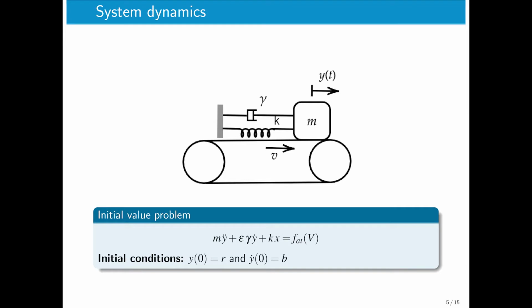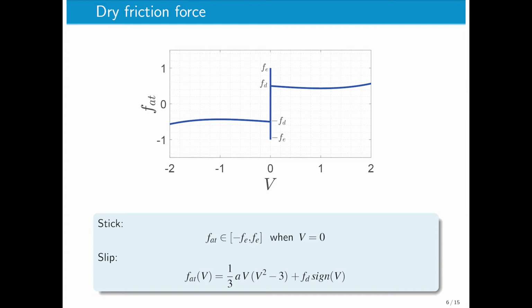The system considered is composed of a spring, a damper, and a mass that moves over a belt with constant velocity v, as shown in the figure. There is a direct friction between the mass and the belt, and the equations that govern the dynamic system are shown in the box, where m is the mass, epsilon is the perturbation parameter, gamma is the damping coefficient, k is the spring constant, and Fat is the friction force, and R and B are the initial displacement and velocity respectively. The direct friction force depends on the relative velocity v.